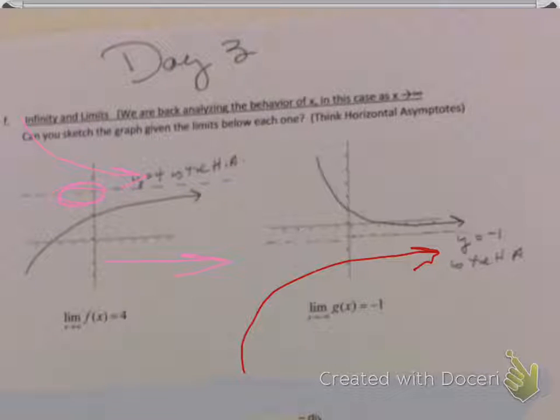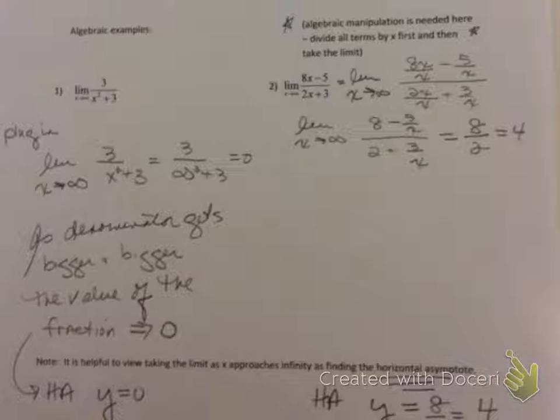Now, this is the graphical analysis. On the next page, we're going to do the algebraic analysis. So let's do that now. In terms of the algebraic analysis, there's two different expressions here that we're going to talk about. The first expression says the limit as x goes to infinity of 3 over x squared plus 3.